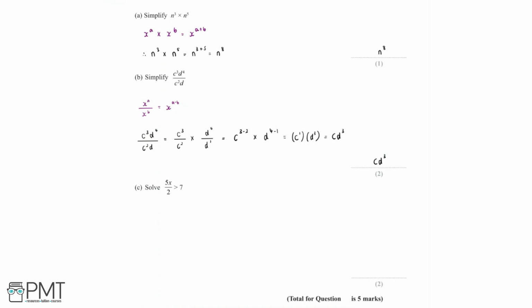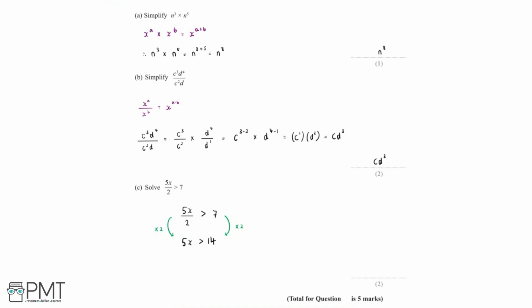Finally, in part C, we need to solve 5x over 2 is greater than 7. We need to solve for x, and we can start by multiplying both sides by 2. 5x over 2 multiplied by 2 would be equal to 5x, and 7 multiplied by 2 would be equal to 14, leaving us with 5x is greater than 14.